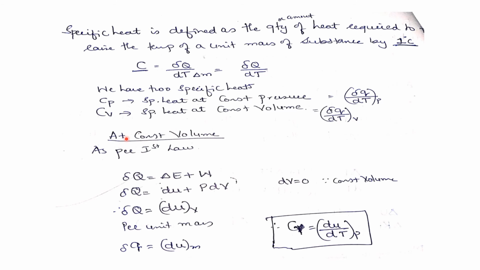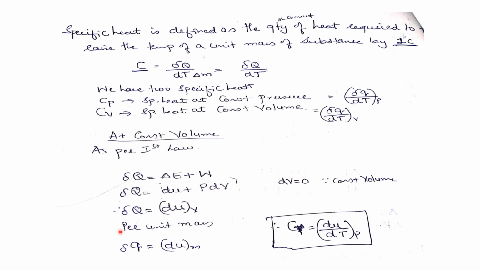So now let me write the equation for constant volume. As per the first law of thermodynamics, delta Q is equal to delta E plus W. I can write this as delta Q is equal to dU plus W, where work done W is nothing but P into dV. Since it is a constant volume process, the change in volume will be 0. dV will be equal to 0 because of the constant volume. Then my equation will be delta Q is equal to dU only for constant volume.